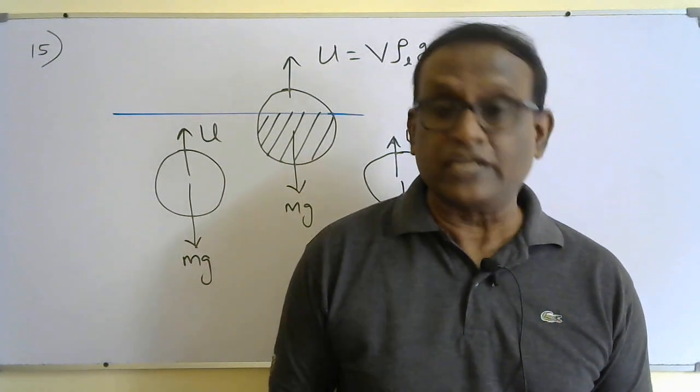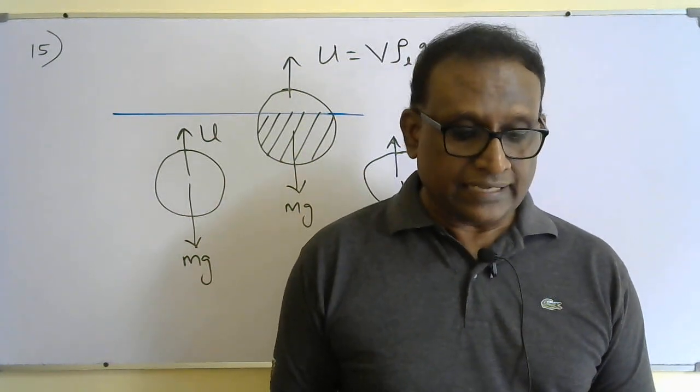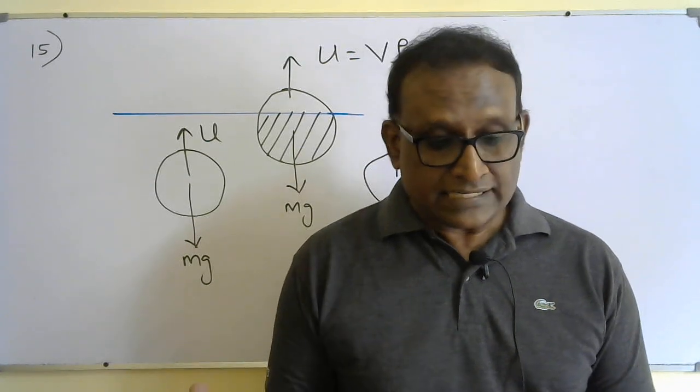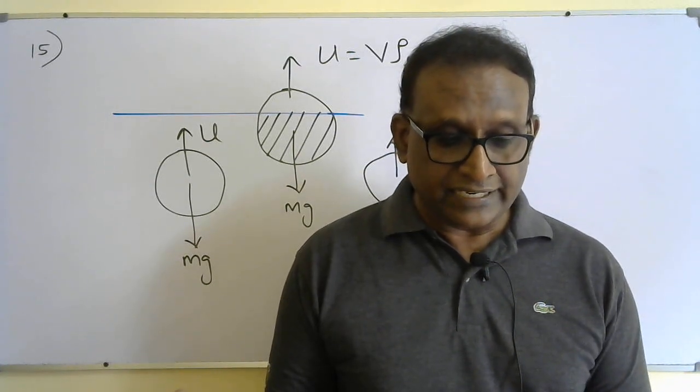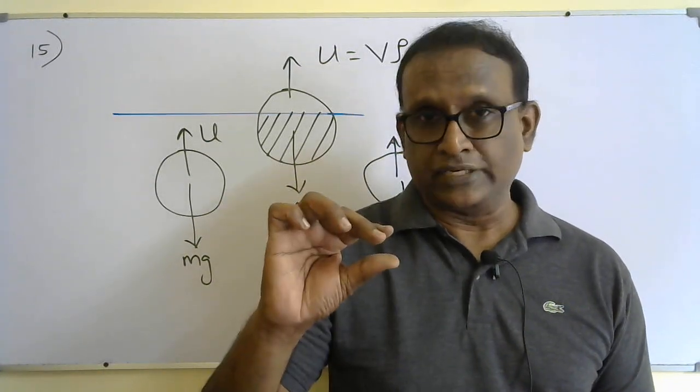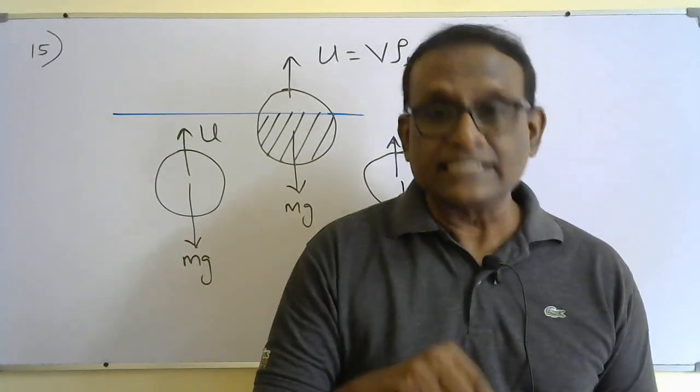So here the reading is 24 degrees Celsius. We can see that 26 degrees Celsius and 25 degrees Celsius are partially floating. So their weight is much lower at this temperature.